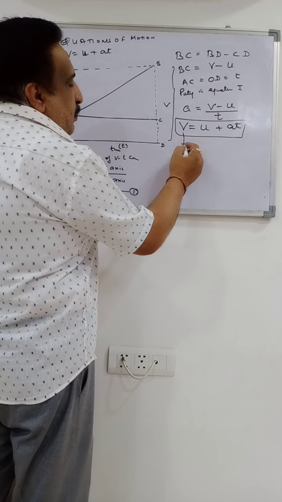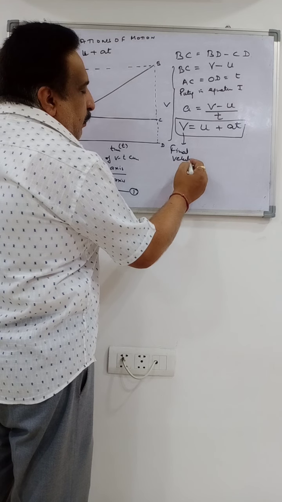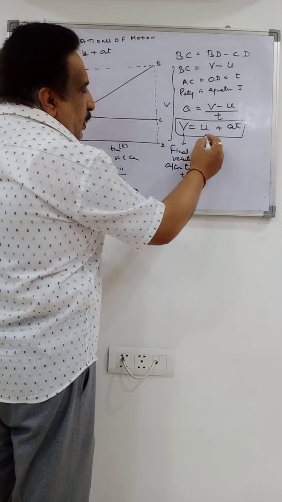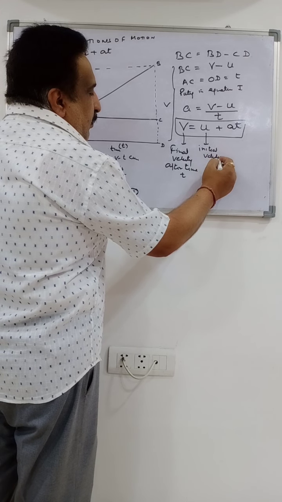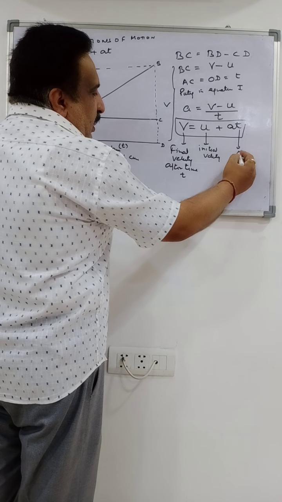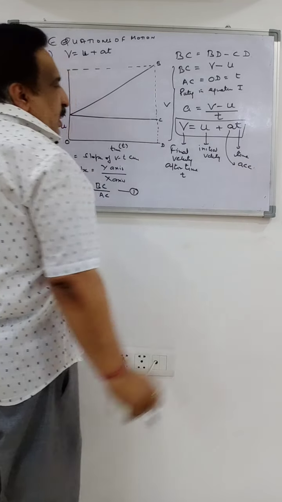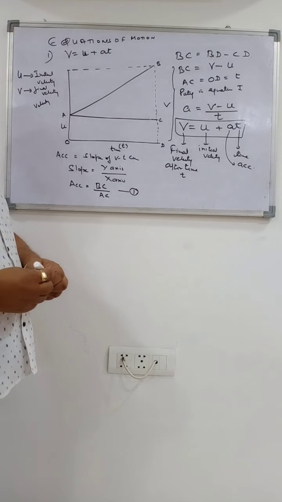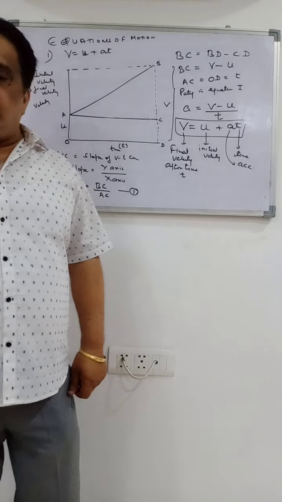Here, what is V? Please remember for numericals. V is the final velocity after time t. U is the initial velocity, the velocity at which the body was moving initially. T is the time and A is the acceleration. So V is equal to U plus AT is the first equation of motion.